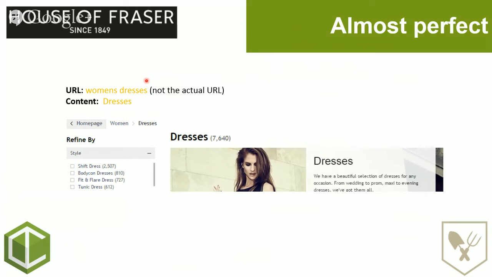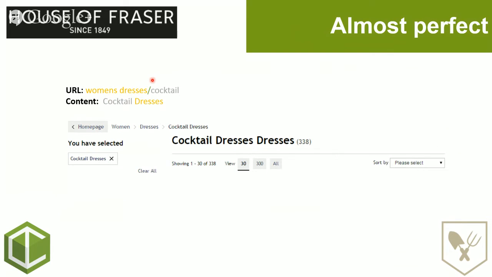So this is the dresses page, as we looked at before. The URL is essentially women's dresses. It's not that, but that's representative of it. And the content is all about dresses. So it's the meta, the heading, they've even got a description there. When you click on a filter, so to select cocktail dresses, everything changes to be about cocktail dresses, the heading, the meta. Obviously, all of the products do. They've got a little issue there with the heading content, but we'll get to that later.